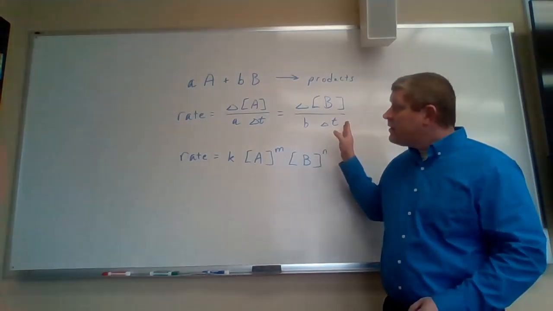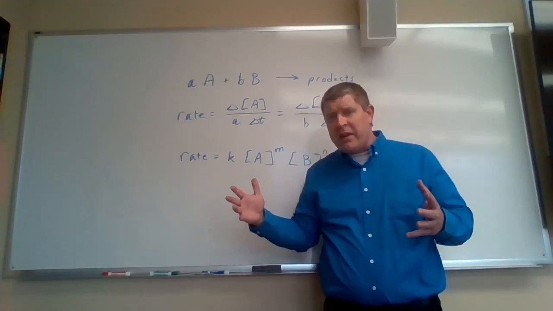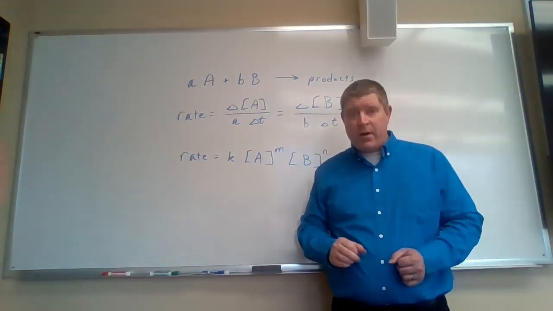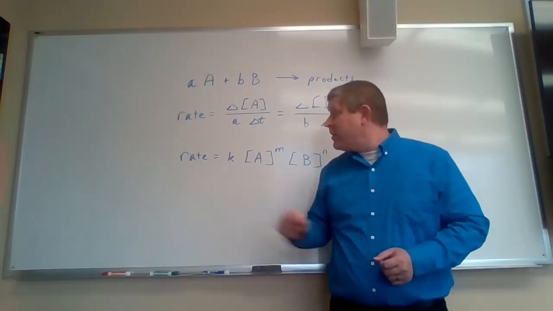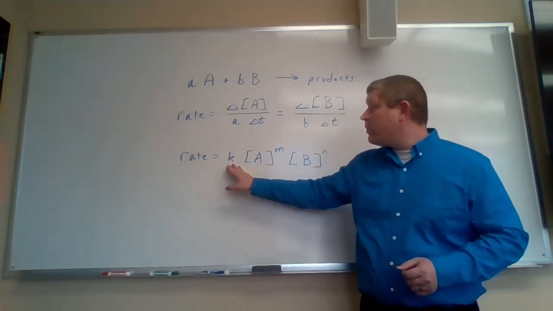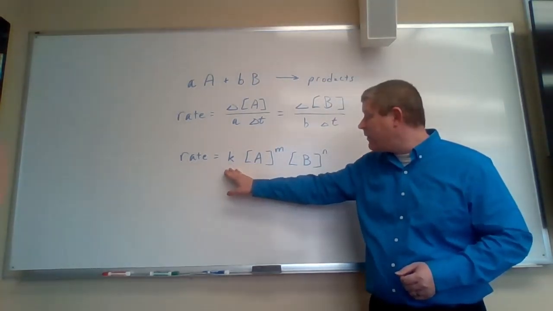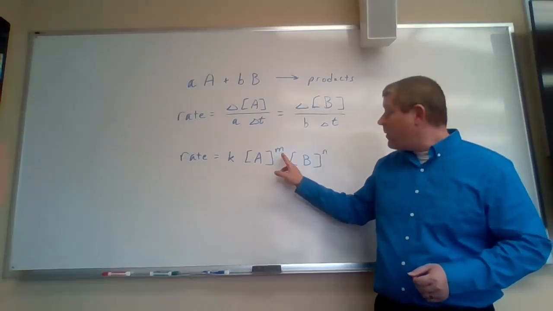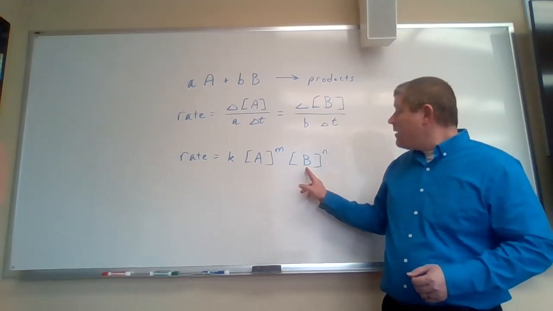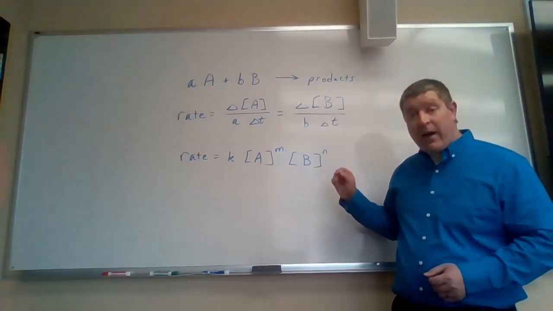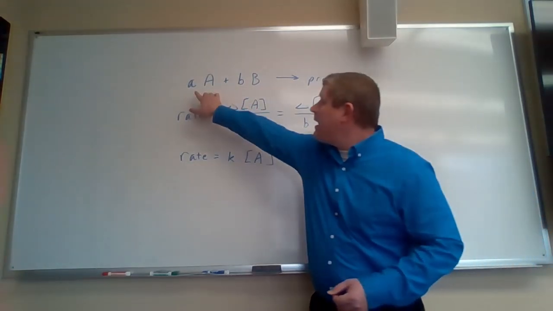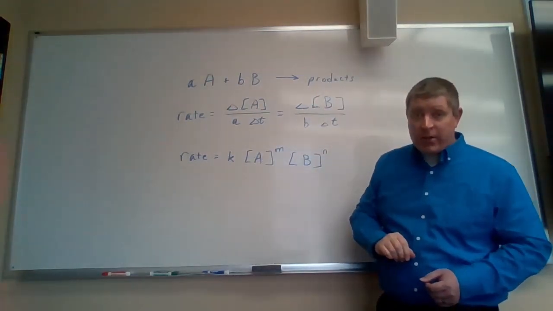But this is the rate over some period of time. It's not the instantaneous rate because we have this delta T in the bottom there. We can also write the rate law expression, which gives us the instantaneous rate at any one time, where we have rate equals the rate constant k, this is a lowercase k, times the concentration of A raised to some power m, this is the order of reaction for A, times the concentration of B raised to some power n. m and n are not necessarily a and b in the reaction.